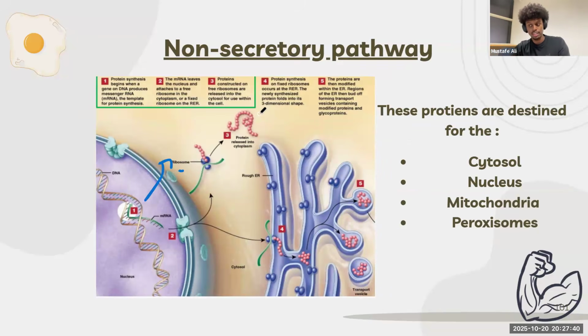Now, the protein that is produced, if it goes through this non-secretory pathway, will go to 4 different sites. It will go to the cytoplasm, the nucleus, the mitochondria, or the peroxisomes. The proteins that undergo the non-secretory pathway, or the mRNA that undergoes it, will go to these 4 sites, okay? Being the cytoplasm, the nucleus, the mitochondria, or the peroxisomes. They are destined for these sites.